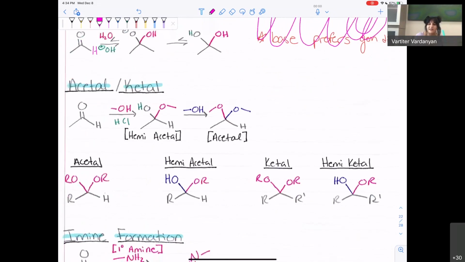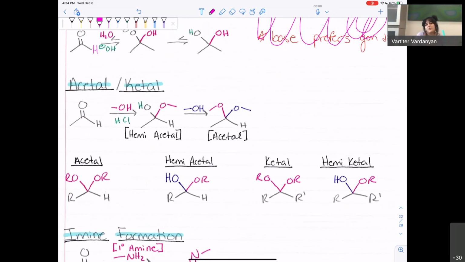For acetals and ketals, I want to remind everyone that the reaction will only go all the way to the final product if there is an acid present, if there's no catalyst or base present.